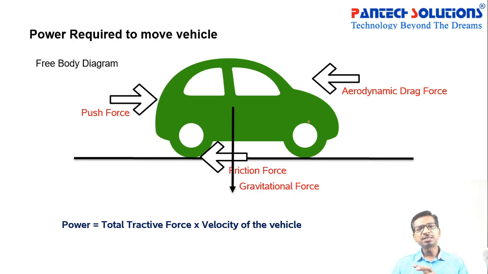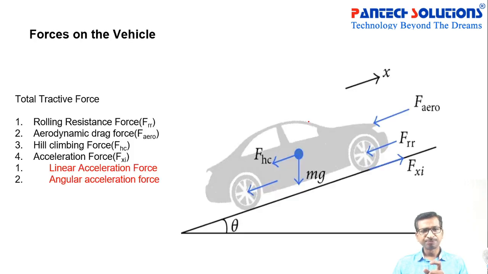To overcome these opposite forces, called gravitational force, friction force, and aerodynamic drag forces, the total power required is the total tractive force, that is the summation of all the forces, multiplied by the velocity of the vehicle. So at what velocity, at what range, you should drive your vehicle. If you know these two details, from this you can calculate the total motor power.